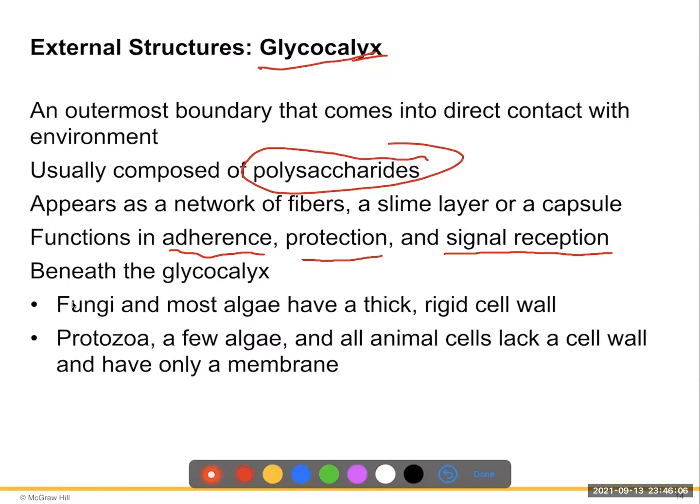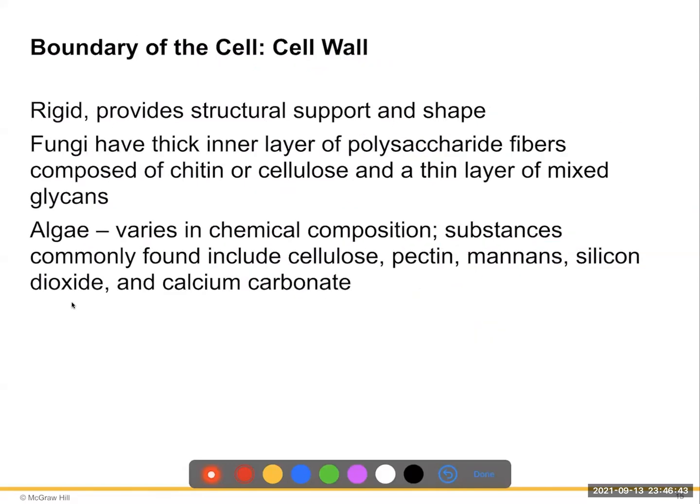So beneath the glycocalyx, fungi and most algae have a thick, rigid cell wall, not in animal cells, but in fungi and most algae, there's a rigid cell wall, and in plant cells. Protozoa and a few algae, and all animal cells lack a cell wall and have only a cell membrane. And again, the important part is cells that lack a cell wall are susceptible to osmotic pressure changes, which is really important for when we give IV fluids to a patient. All right, the cell wall in plant cells, some algae cells, they're rigid, provide structural support, and they shape the cell.